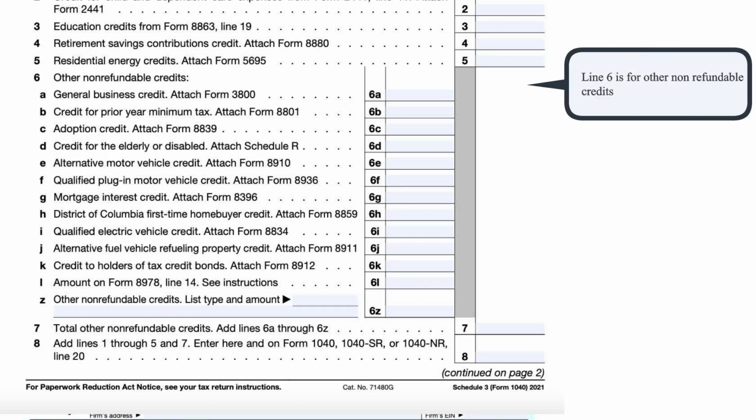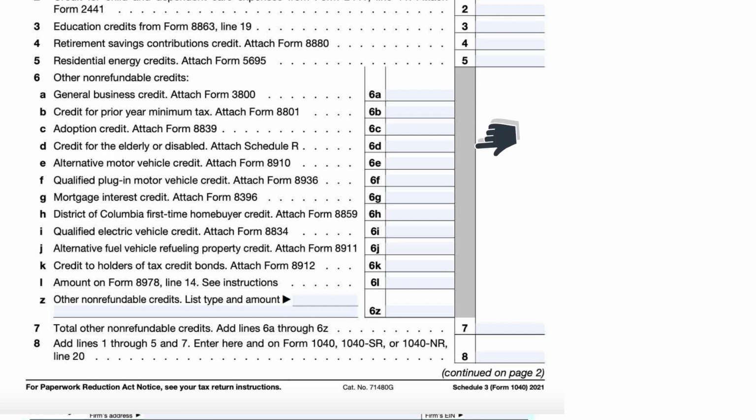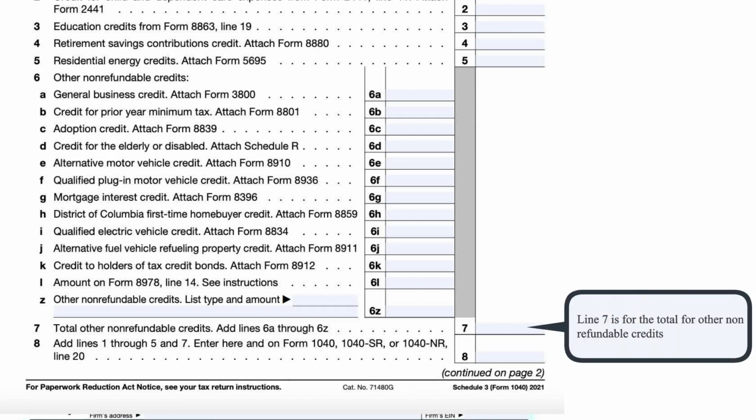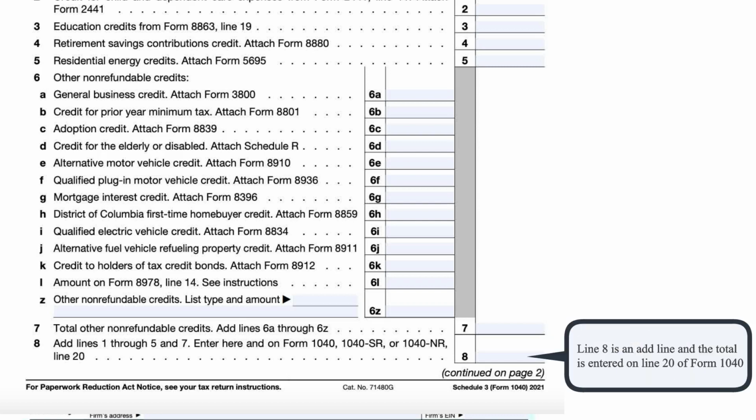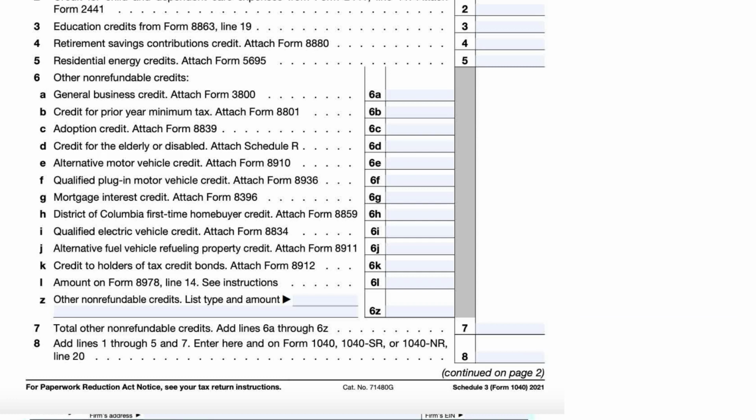Line 6 is for other non-refundable credits, including the General Business Credit, the Adoption Credit, and the credit for elderly and disabled. Line 7 is the total for other non-refundable credits. Line 8 is an add line, and the total is entered on line 20 of Form 1040.